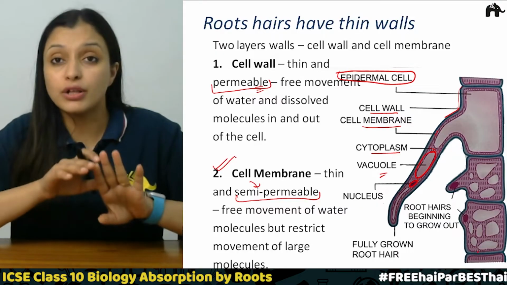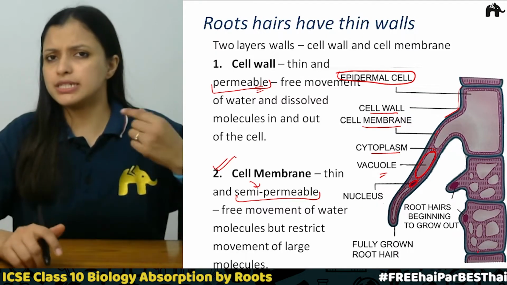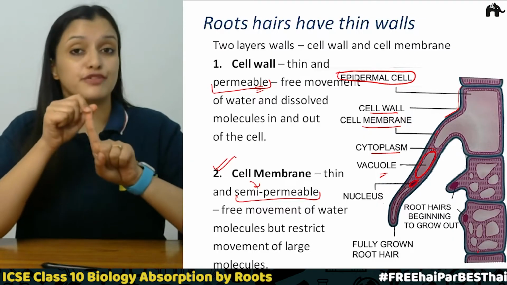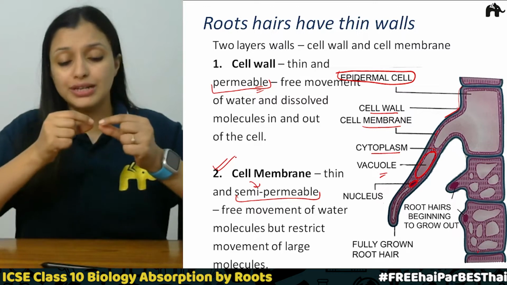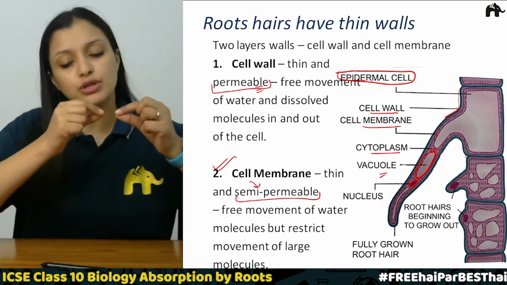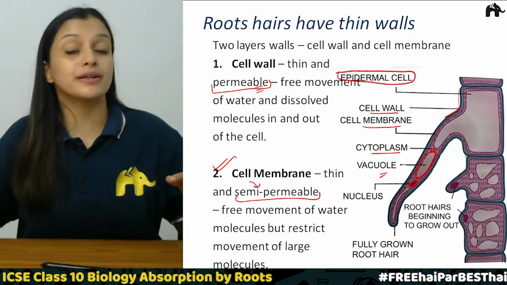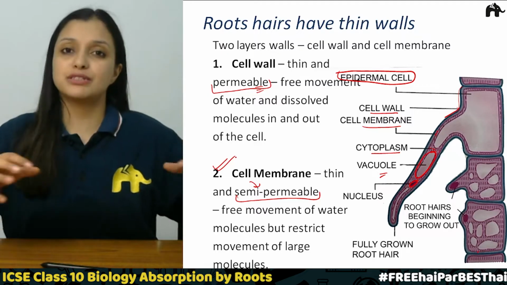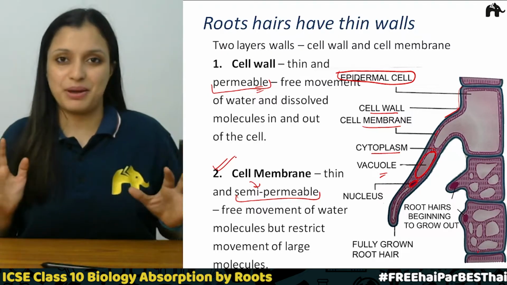So I hope all the three characteristics are clear to you. Let us recall them again. So first is the large surface area of the root. If you lay down these root hairs, there are billions of root hairs, and if you lay them end to end, it will take many kilometers to completely line them up, right?